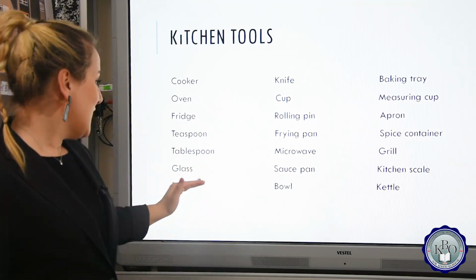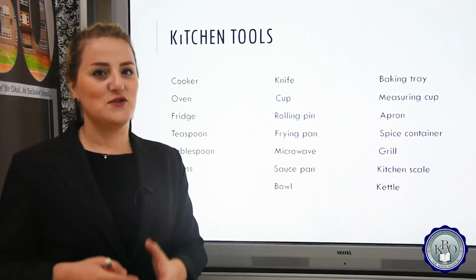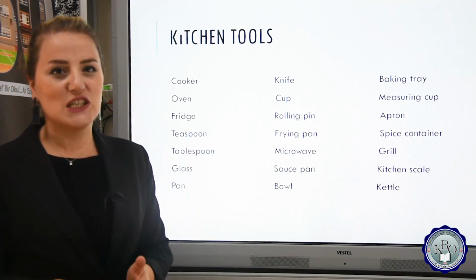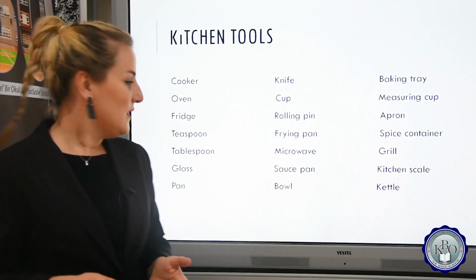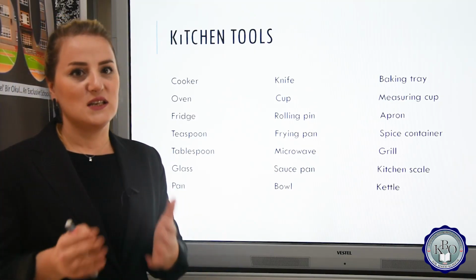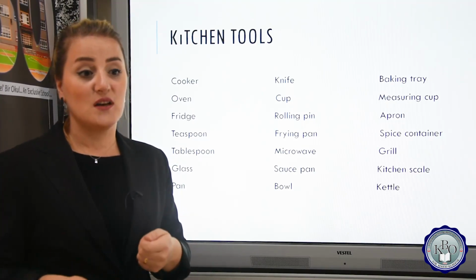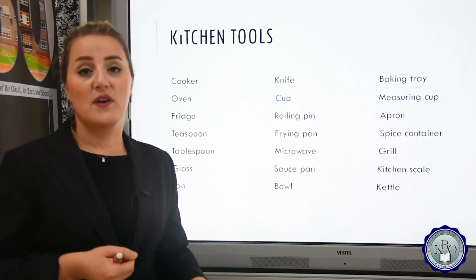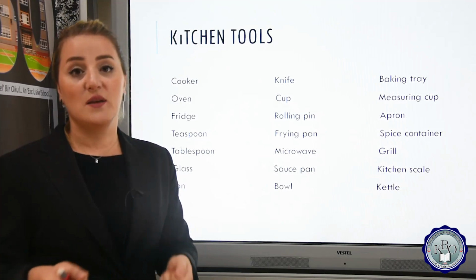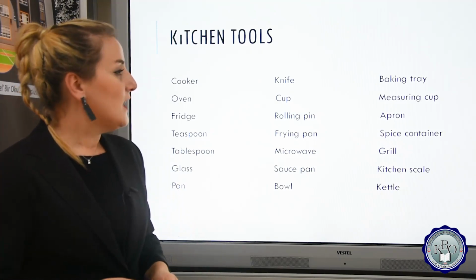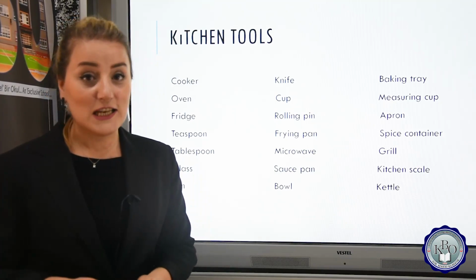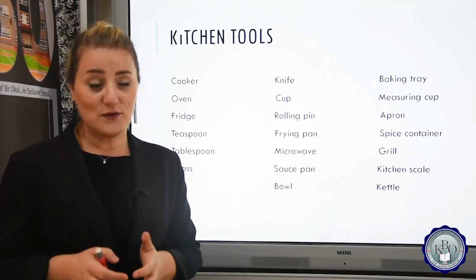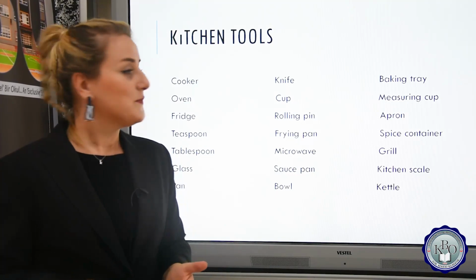So teaspoon, tablespoon, or glass, these are the measurement cups actually. You need to know all of these to make a recipe. Or pan. Pan is actually also a general name. It can differ from a frying pan to saucepan to cake pan or the loaf pan. A knife, yeah, it's a sharp kitchen material. So be careful about the knife because we use a knife to cut the food.